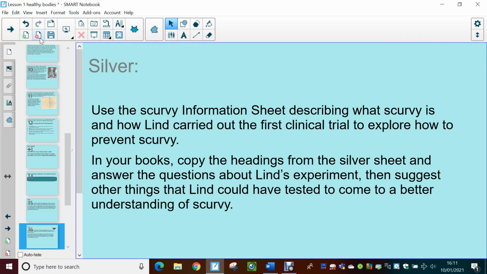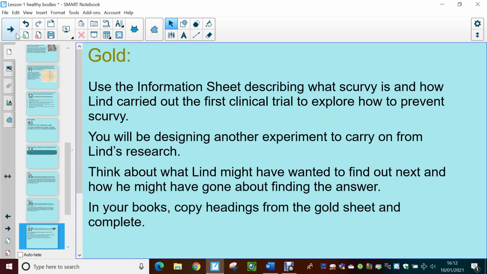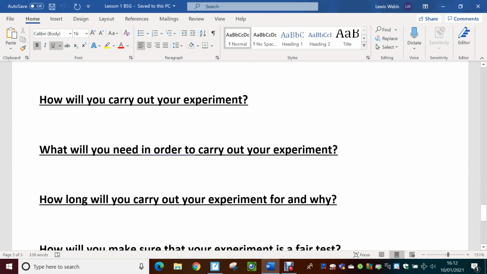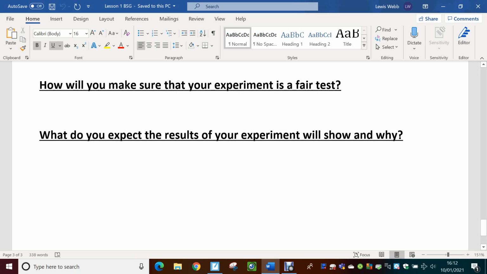And then finally, we move to gold. Again, use the information sheet. This time you're designing another experiment to carry on from Lind's research. You need to think about what Lind might have wanted to find out next and how he might have gone about finding the answer. Again, use the gold sheet subheadings, and fill out that information.